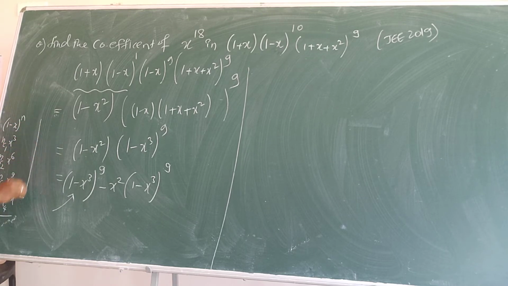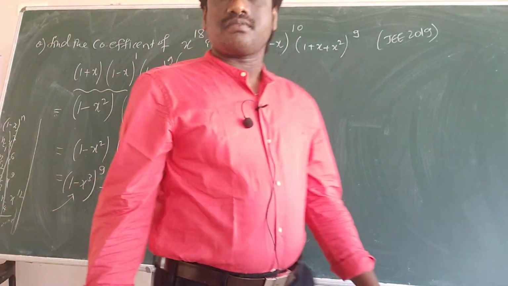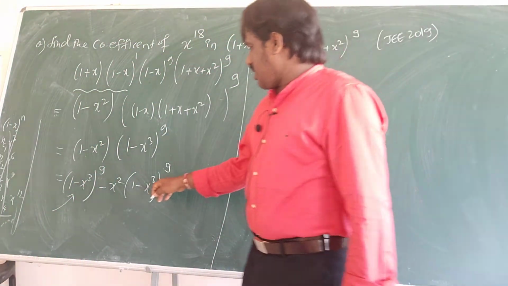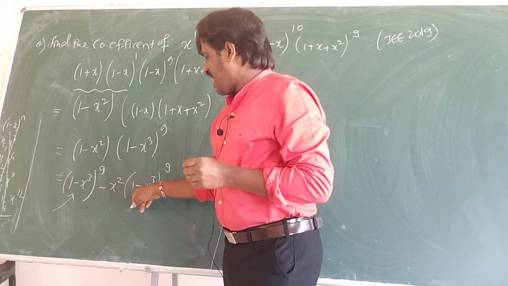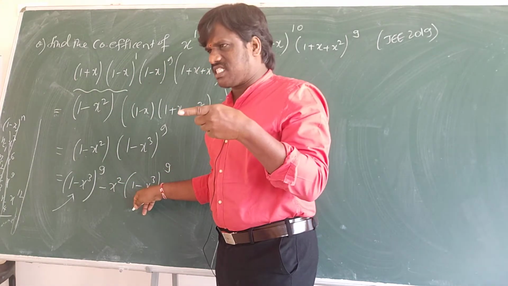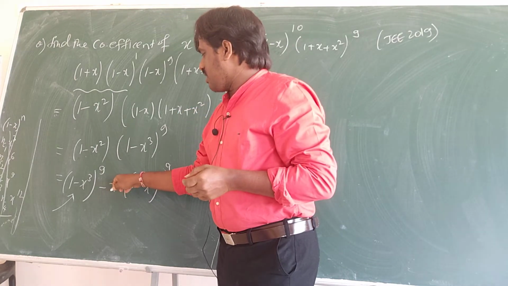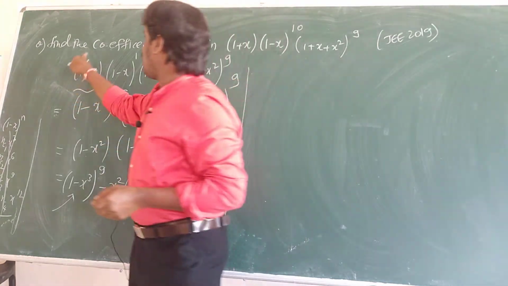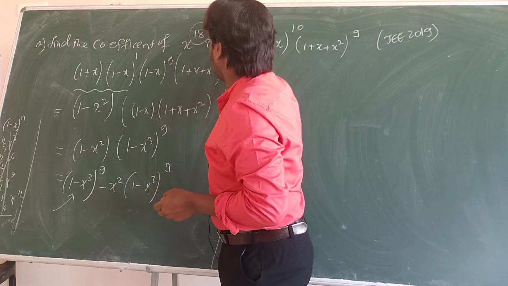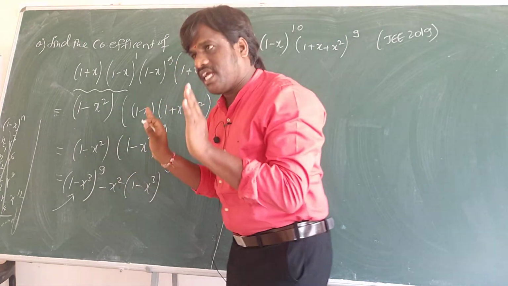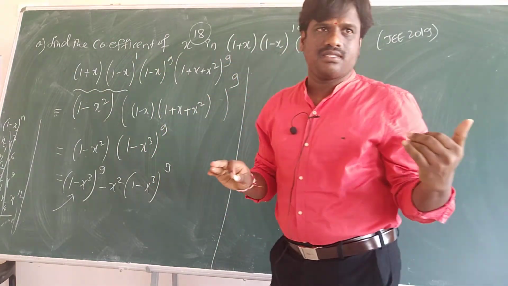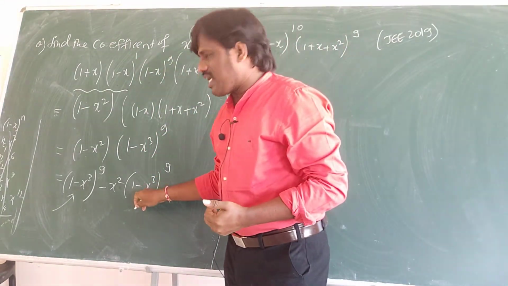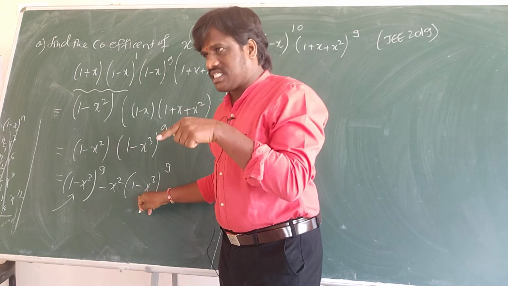But if you do not understand this, no problem, we will do the steps. From here, I have x cube and x square. So inside I have to get x power 16. See here, x square, I want to get x power 18. Means x square into x power 16 will give you x power 18. So inside I have to get 16.